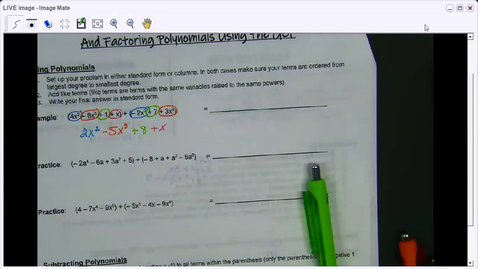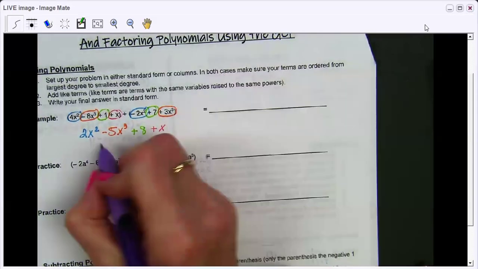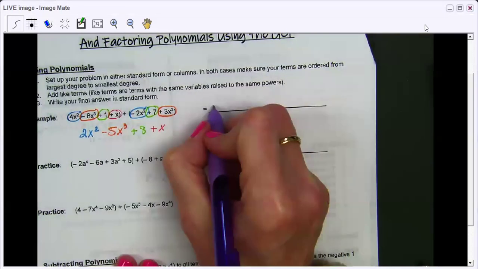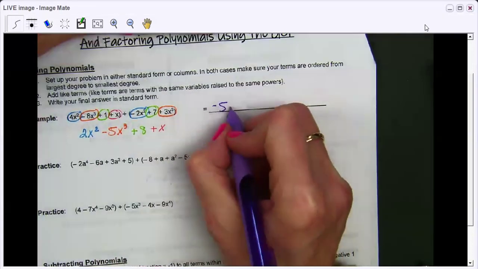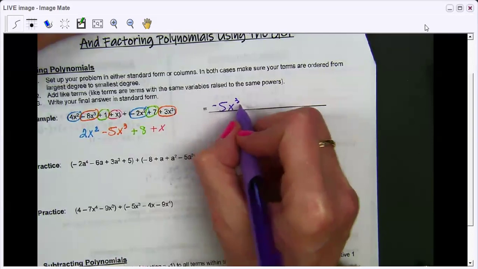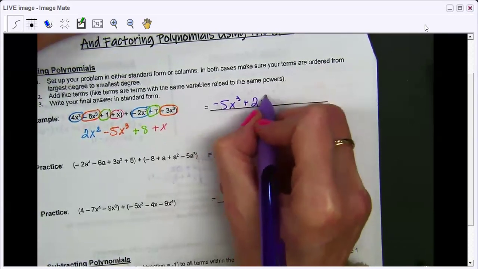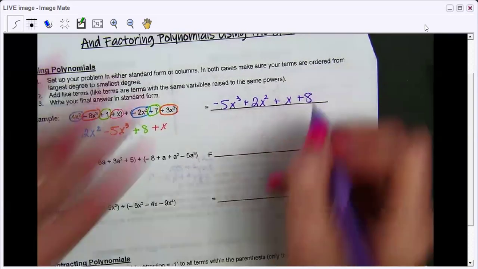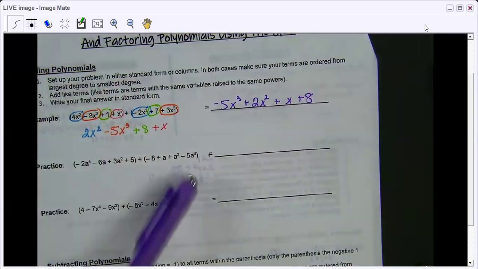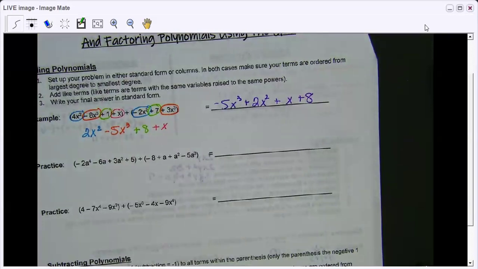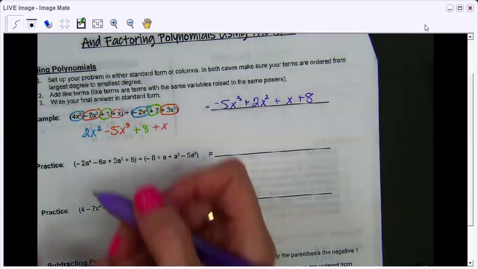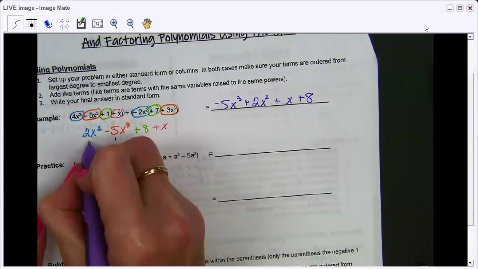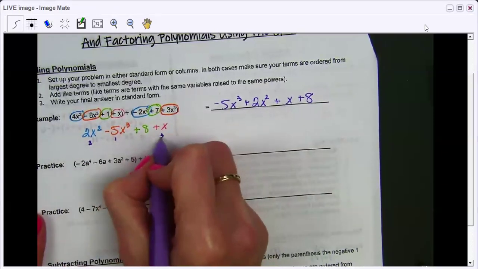Now, I'm going to write my final answer on the line, but it has to be in order from greatest degree to least degree. So here's my greatest degree, negative 5x cubed. And then plus 2x squared plus x plus 8. Okay. So this is one way to solve it. Are there any questions on that one? Okay.